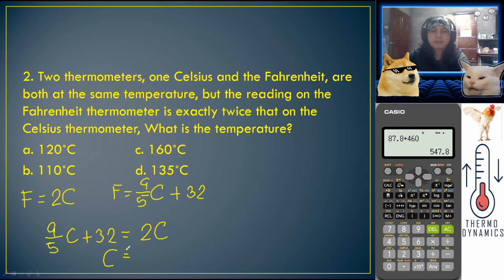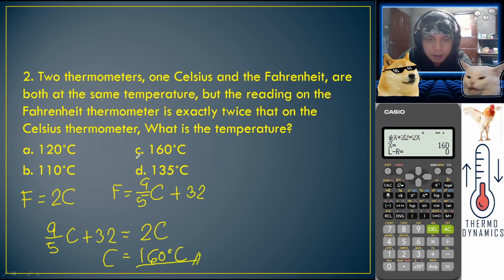Shift solve na natin, or pwede namang imanual. So, 9 over 5 X, si X na naman, lagi na lang nandyan, equals to 2X. Shift solve. Equals 160. So, we get the answer, which is 160 degree Celsius. And definitely, anong sagot natin dyan? Letter C. Easy.